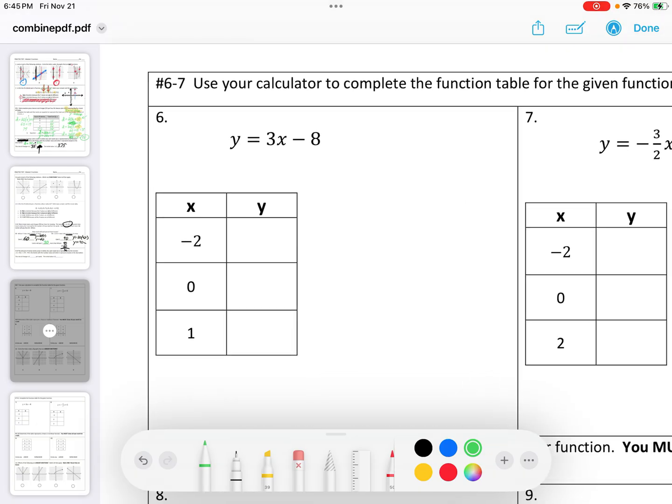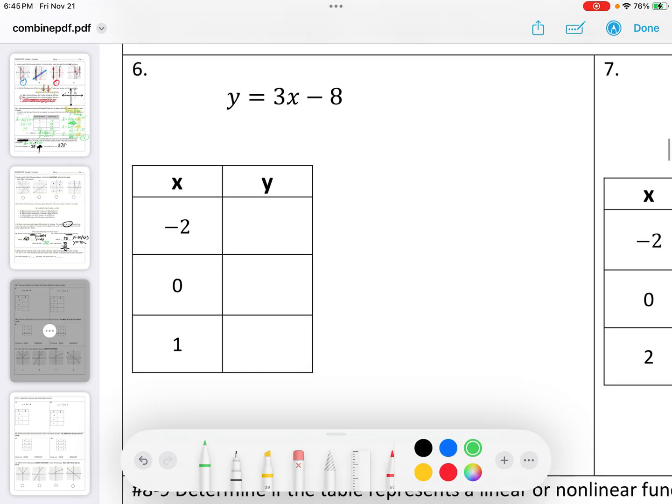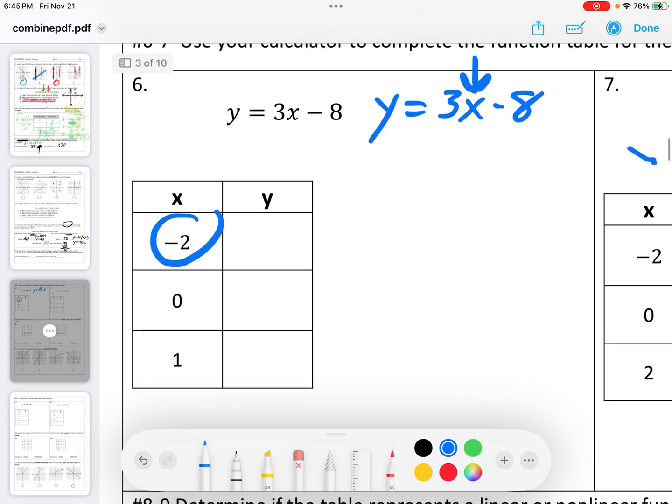Okay, complete the function table. Use your calculator, I guess. I'm going to do it without a calculator. I want to change colors, though. Let's change colors. Y equals 3x minus 8. So we're going to take x, substitute it in here. I'm going to put a little highlight. There we go. I'm going to highlight that, put it inside where that x is.